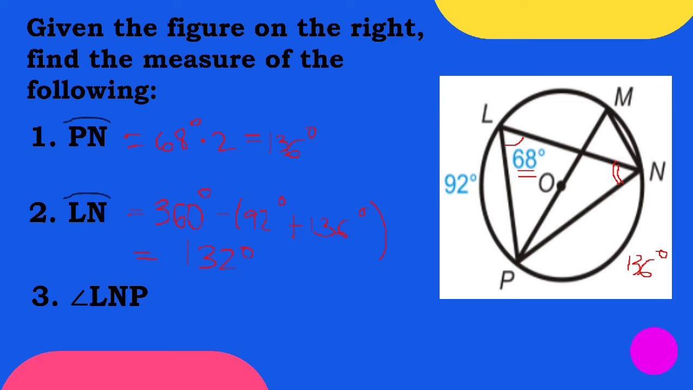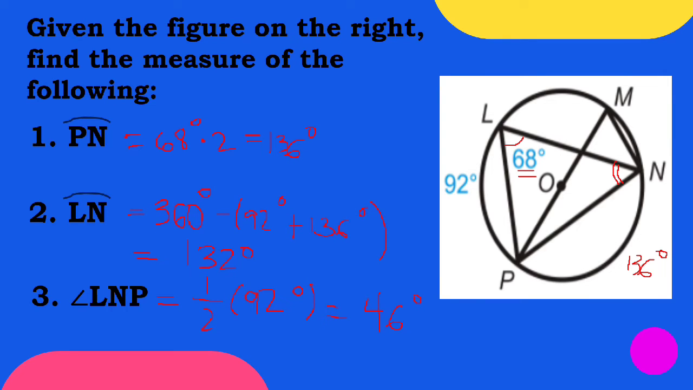Number 3, let's get the measure of angle LNP. Angle LNP is an inscribed angle. It intercepts arc LP. So that is equal to 1/2 of 92 degrees. And 1/2 of 92 is 46 degrees.